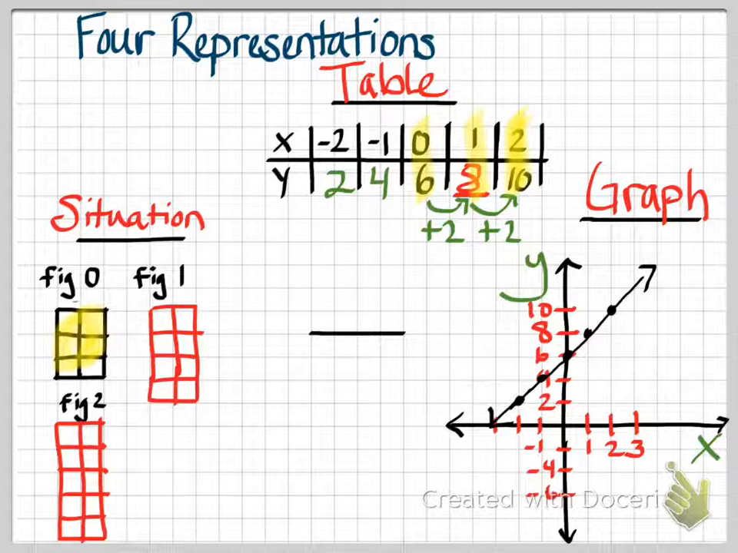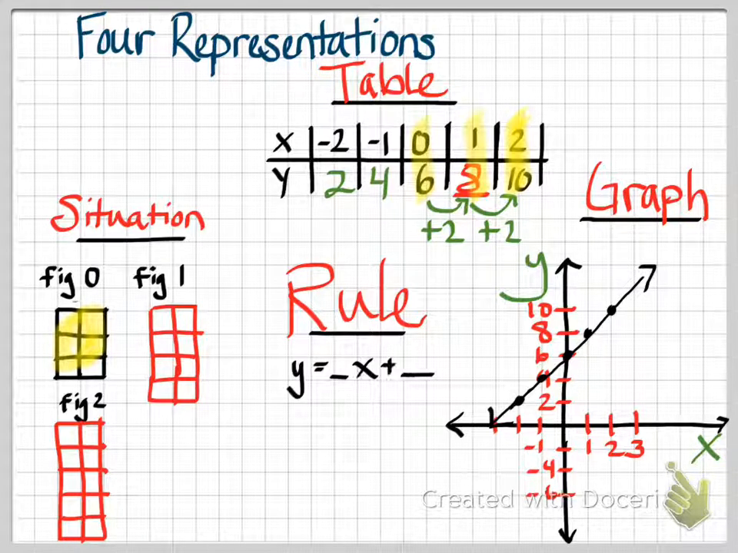Now for the rule. The rule is something you've been summarizing a lot lately. The rule is now talking about how to describe the relationship between x and y. The rule has always been y equals something times x plus something. So we have to find those 2 values.